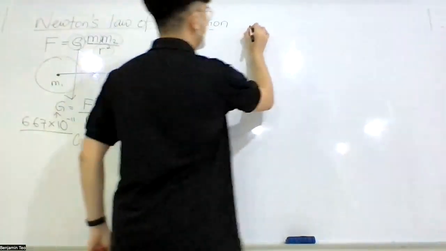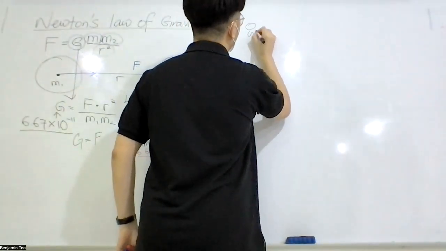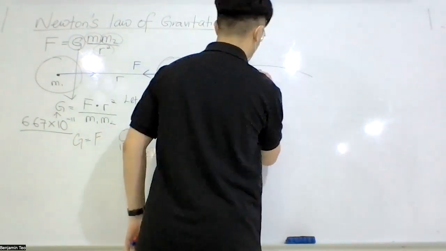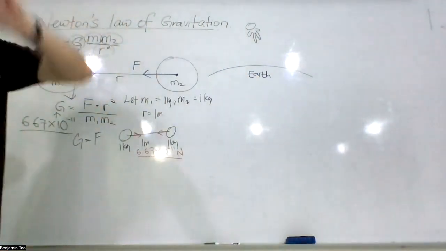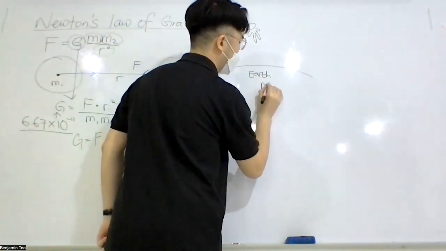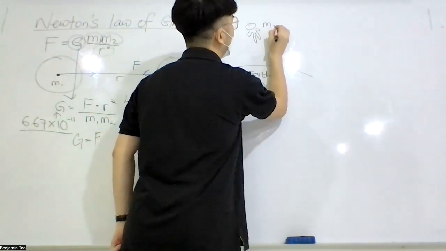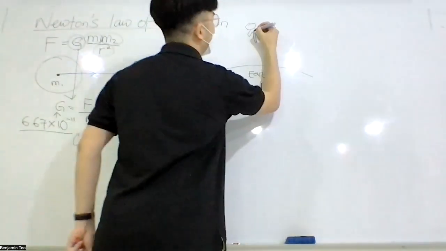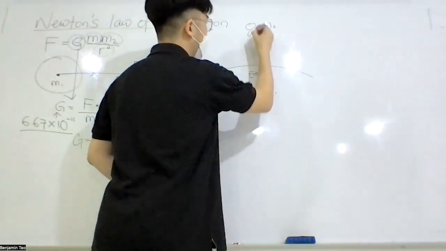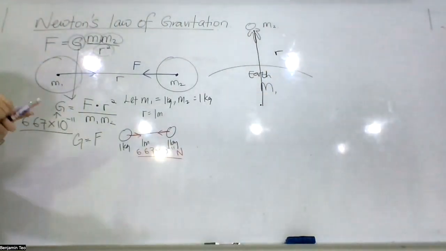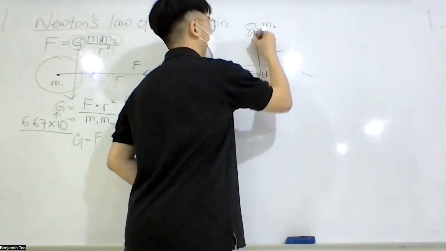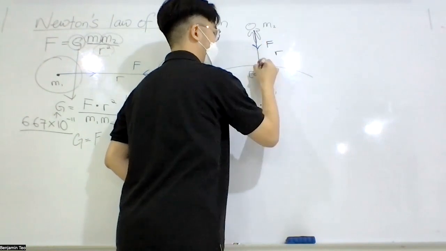Now, here, this is you. This is the Earth. Again, you and the Earth, two bodies. This is body 1 and m1. This is body 2 and m2. Now, your center of gravity, the Earth's center of gravity, draw a line, that's the R. And then our force of attraction, and here, this one.